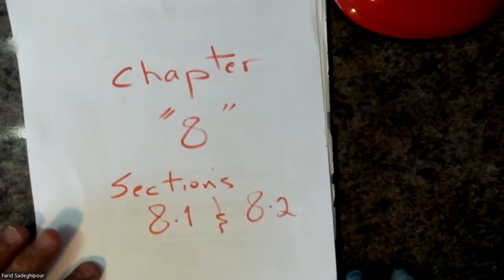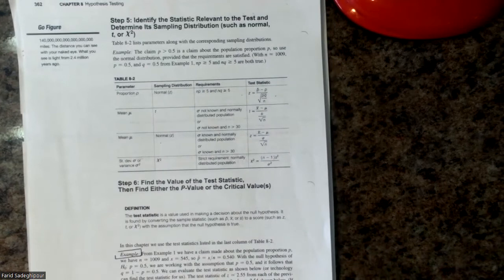Chapter 8, Section 8.1 and 8.2. All the formulas that we need for Sections 8.1, 8.2, and even 8.3 are dealt with here. These are for calculation of the mean.